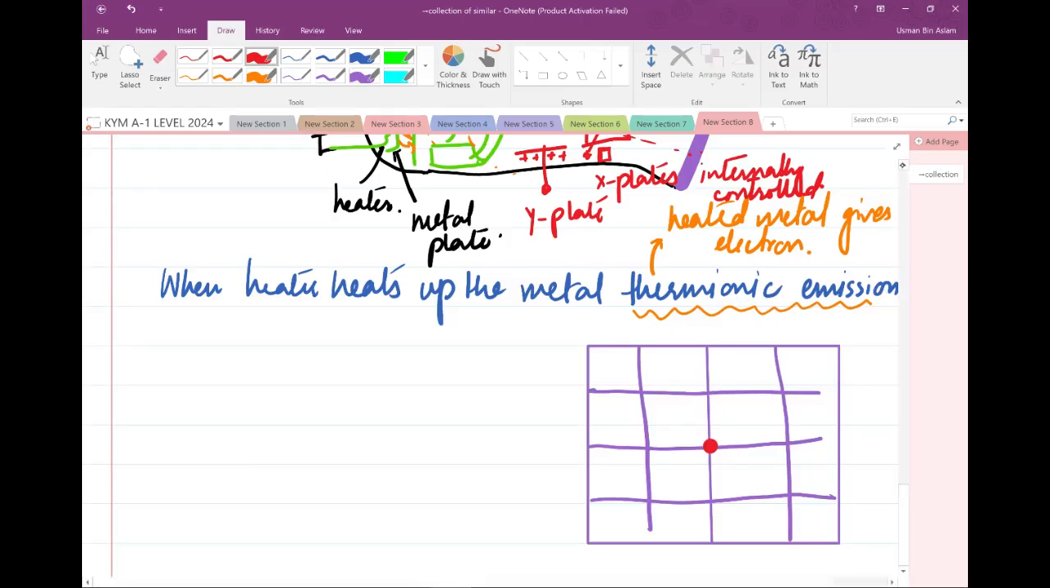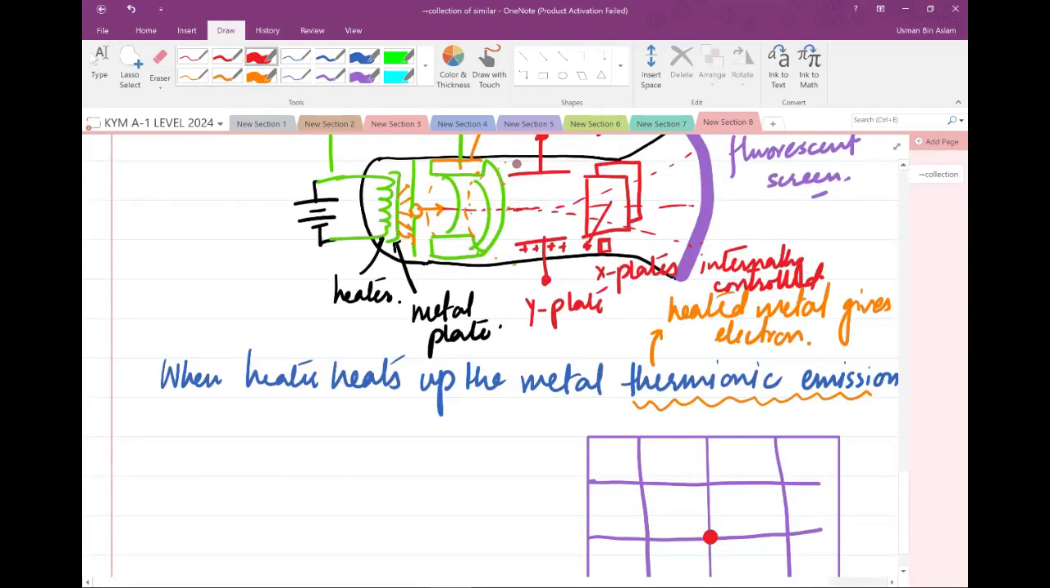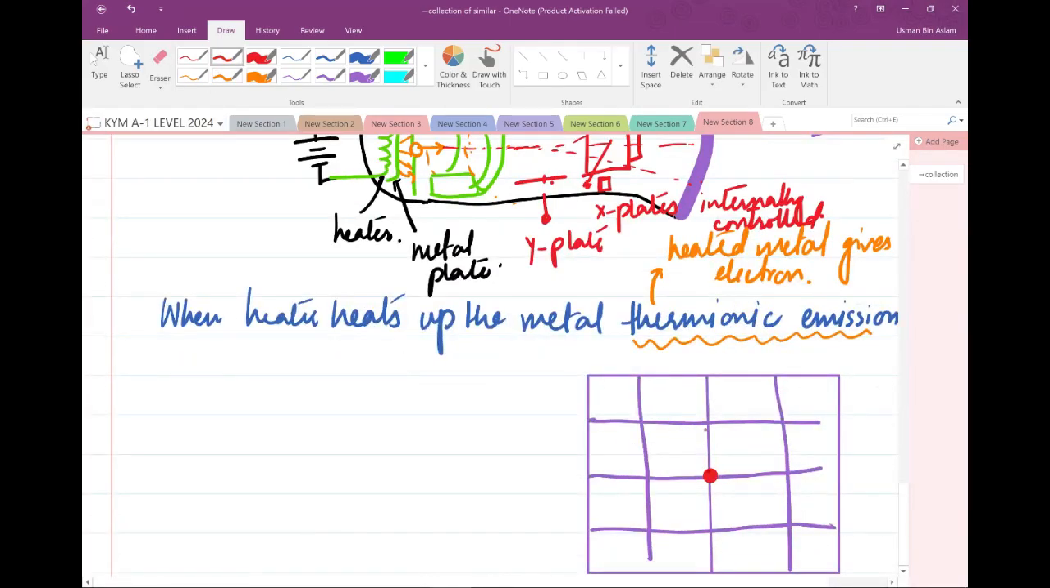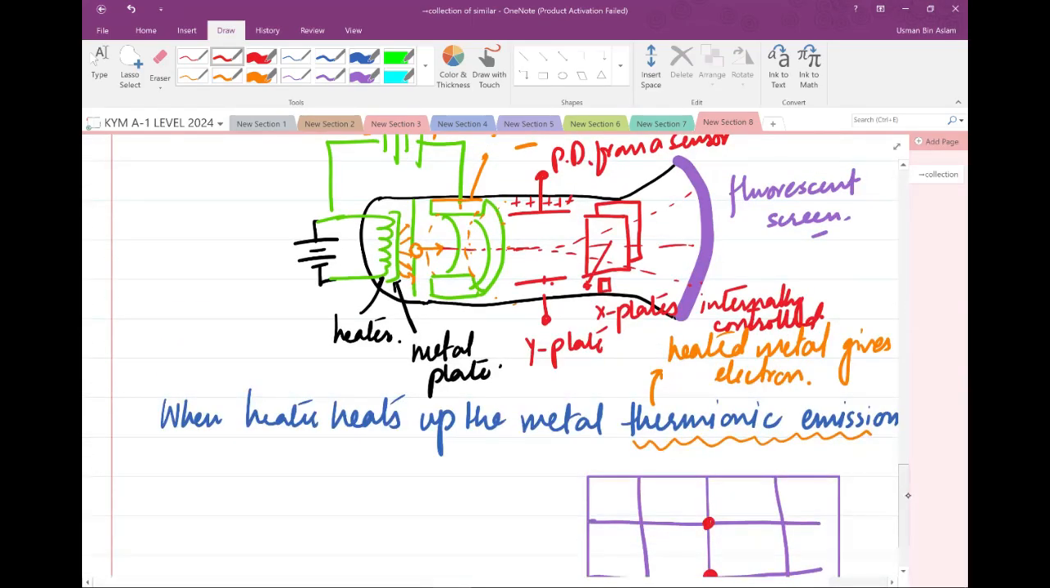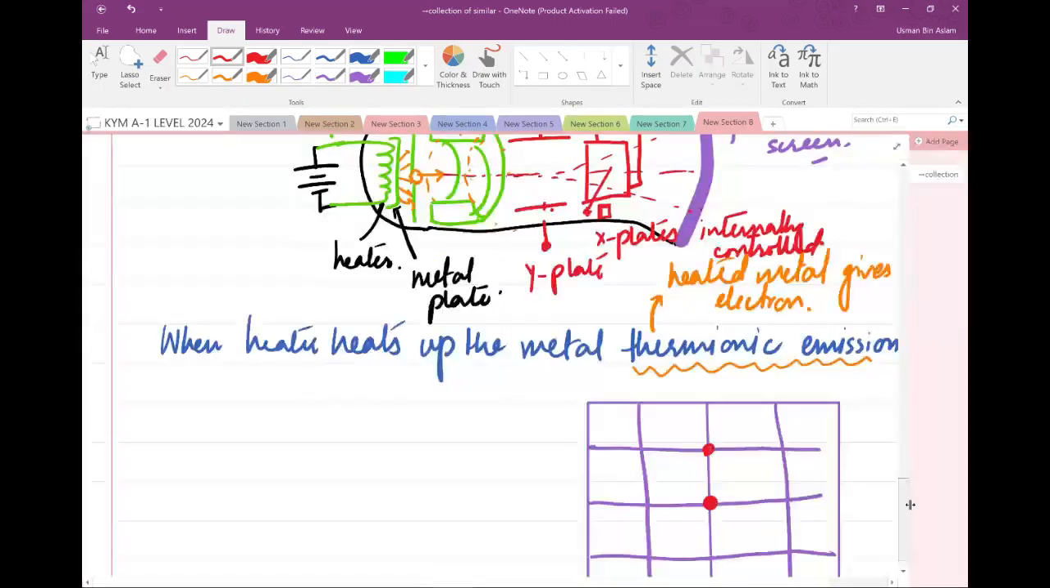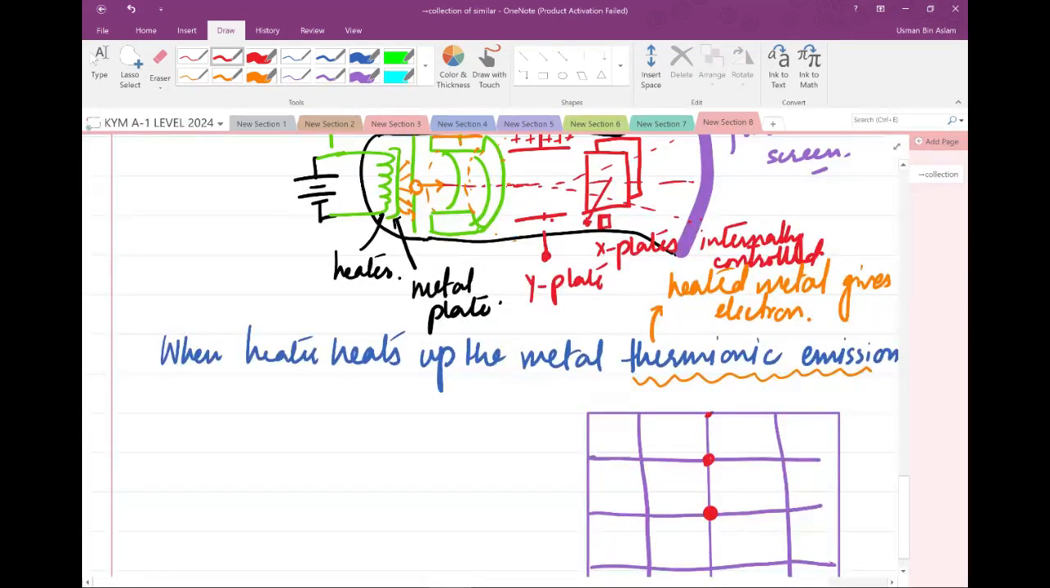But if the top vertical deflecting plate, the Y plate, is positively charged instead of the bottom one, the electrons which were falling at the center are going to move in the vertical direction upwards. Let's say till here. If the Y plate has an even bigger charge on it, the spot will move even further vertically upwards.